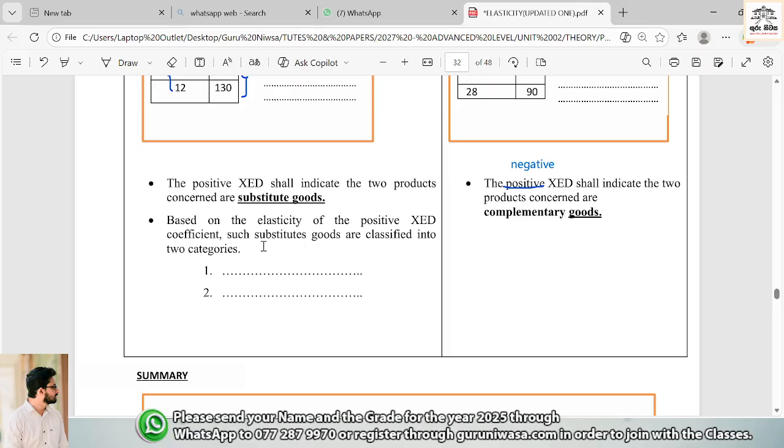Now read the second point. On the positive side, based on the elasticity of the positive XED coefficient, such substitute goods are classified into two categories. First one, write down: if XED is more than +1, the products are said to be close substitutes. What is meant by close substitutes?